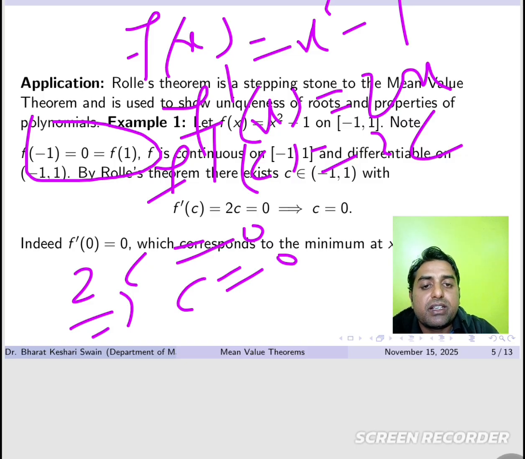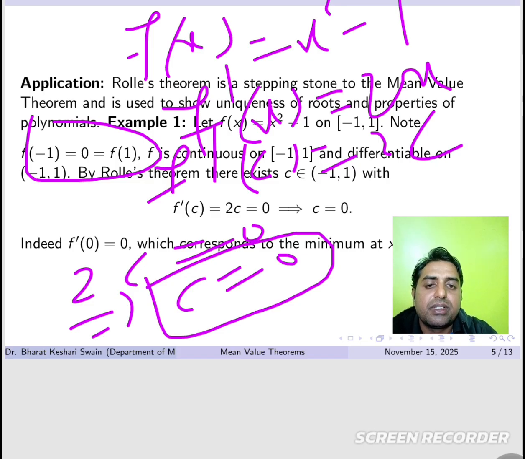Now check here that c lies inside -1 to 1. That c lies inside -1 to 1.